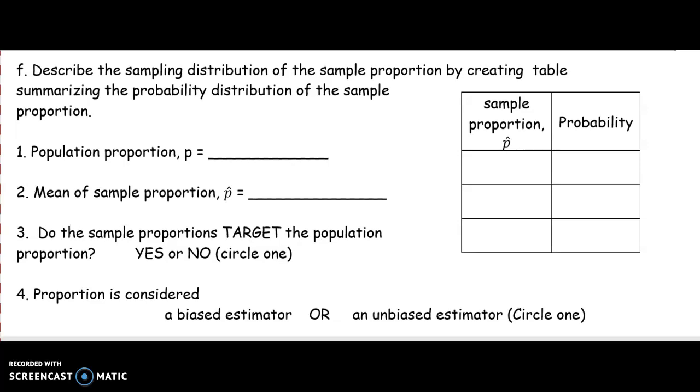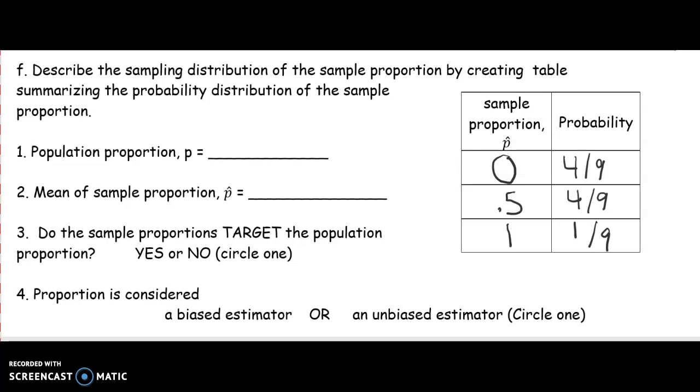The sample proportions for evens were 0, 0.5, and 1. And for 0 and 0.5, the probability was 4/9 for each of them. And there was only one sample that resulted in a proportion of 1 for evens. So the probability of that would be 1/9. Note that all the probabilities add up to 1.